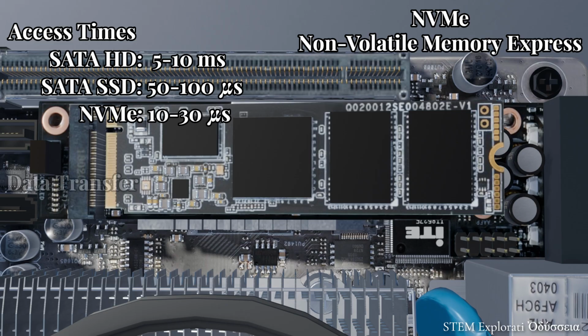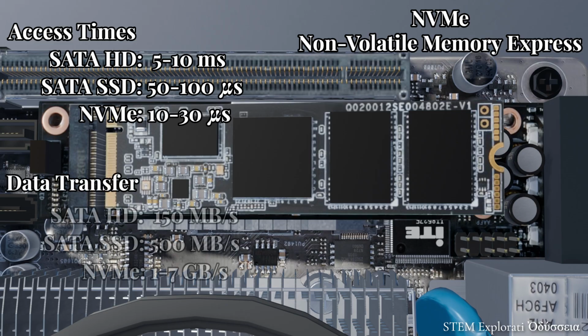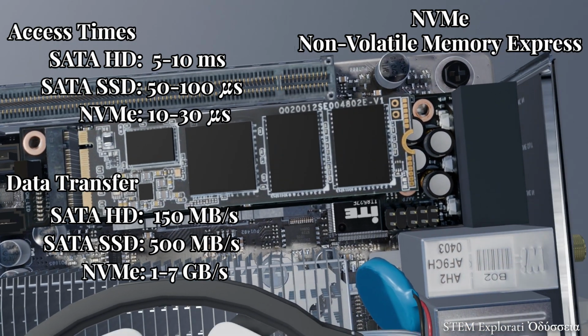And when it comes to transfer speed, the difference is just as dramatic. A hard disk usually peaks around 150 to 200 megabytes per second. A SATA SSD can reach about 500 to 600 megabytes per second. But an NVMe drive can achieve speeds of up to 7 gigabytes per second, or even more with the latest PCIe 5.0 models. That's why NVMe has become the standard for high-performance desktops, gaming PCs, and enterprise servers, where speed truly matters.